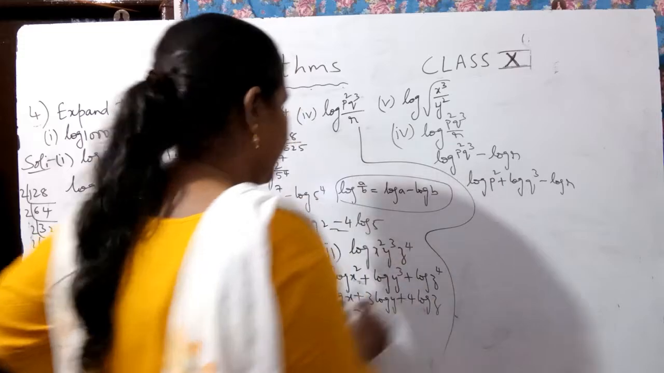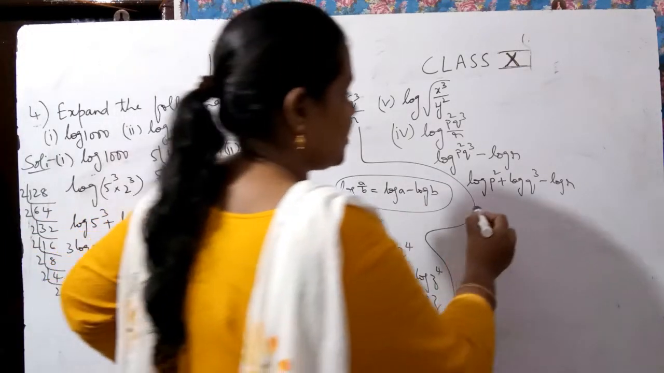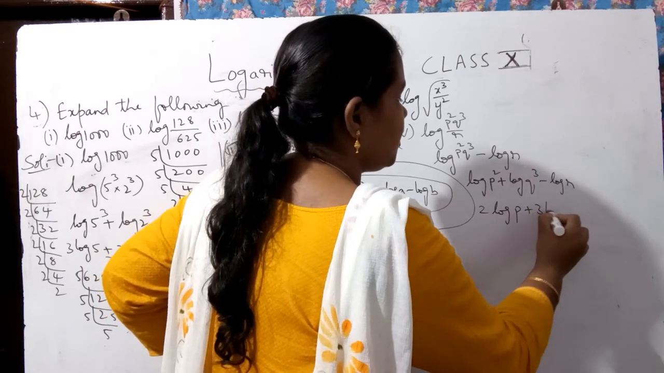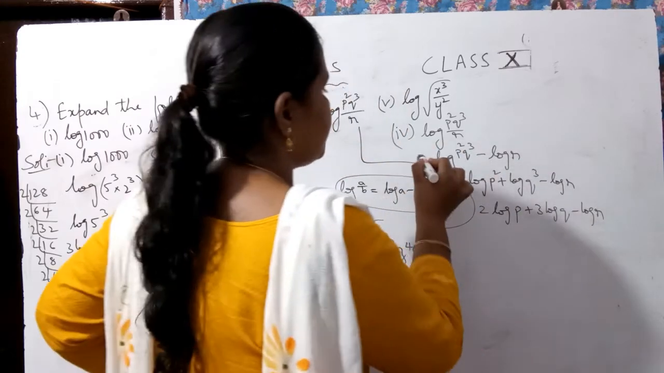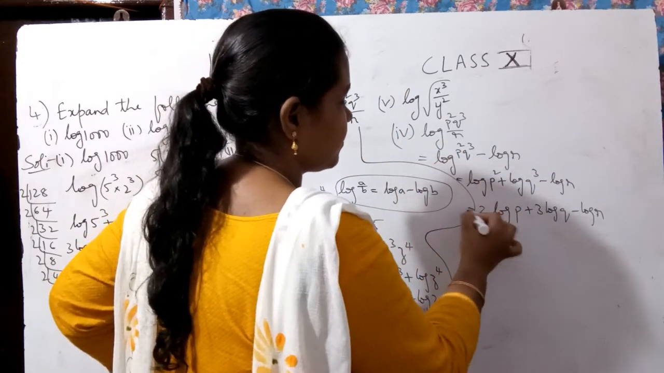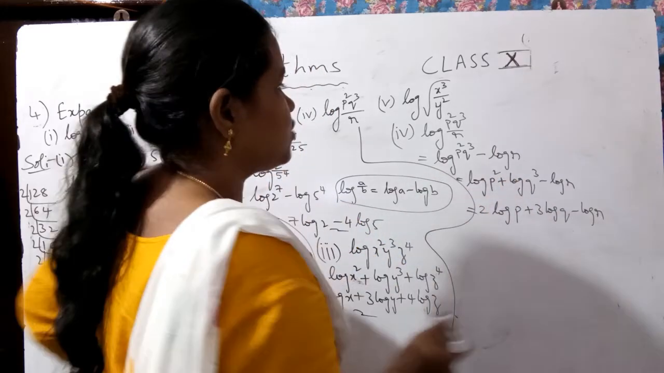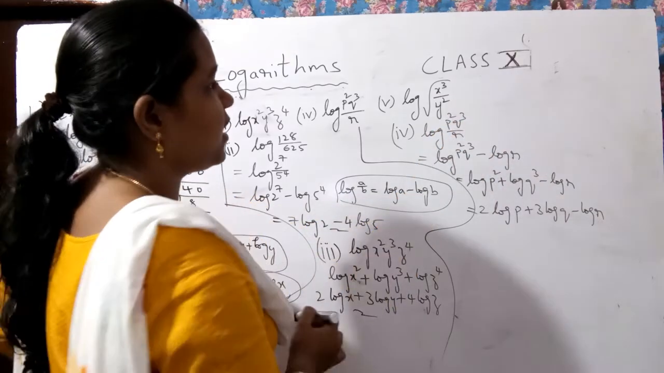Now again apply the formula log x power m, which I can write as m log x. So that is 2 log p plus 3 log q minus log r. Whenever you have a power, I bring it to the left side of the log. So in this way, we write the expanded form of log p square q cube by r.